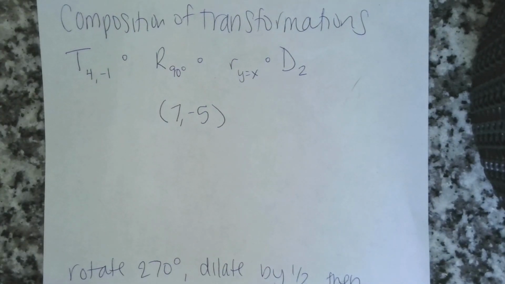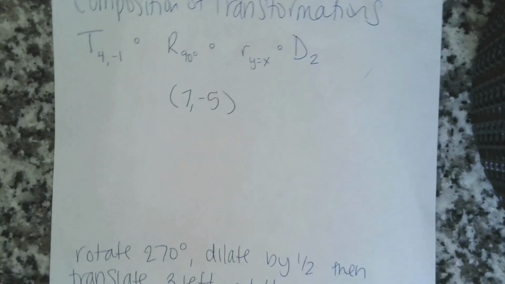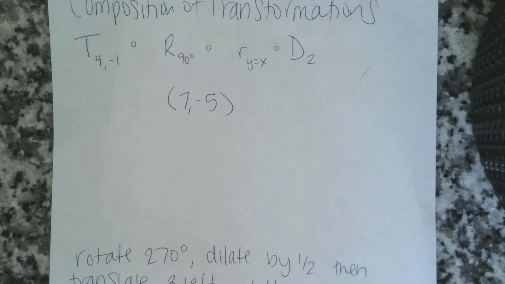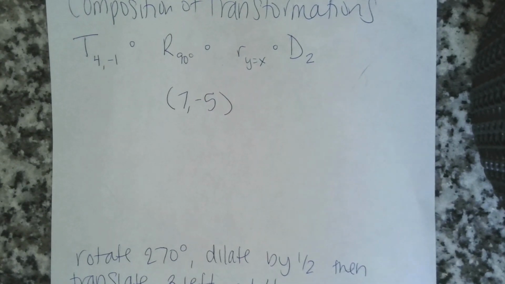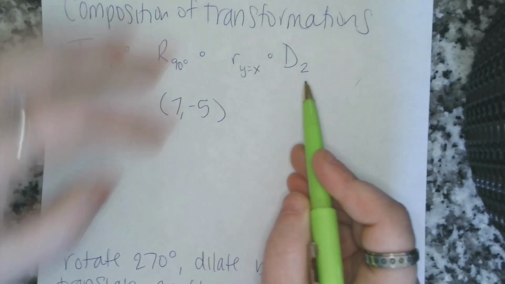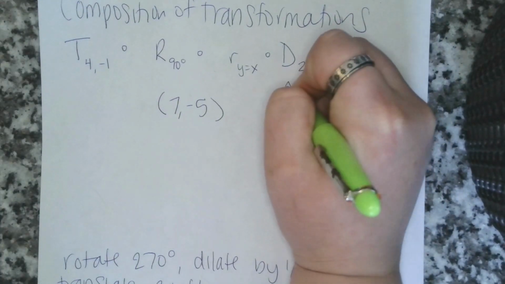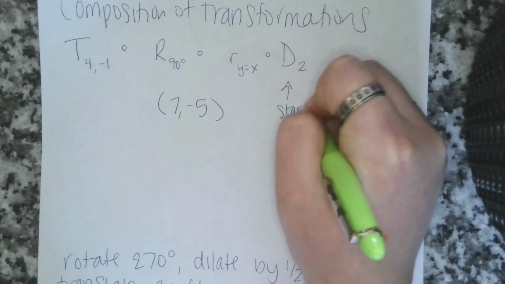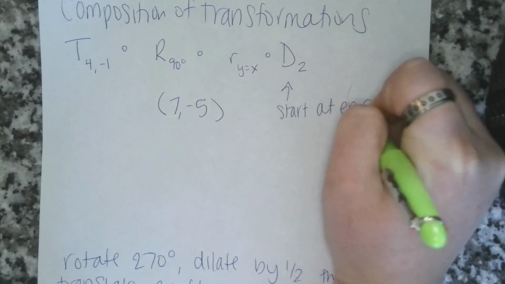Alright, when we are doing composition of transformations, this requires that we know how to do all of the rules, right? It requires that we know how to do translations, reflections, rotations, and dilation. So make sure you know how to do each of those. When we're going through this, if it is written out in this composition order, we need to start at the end and work backwards.